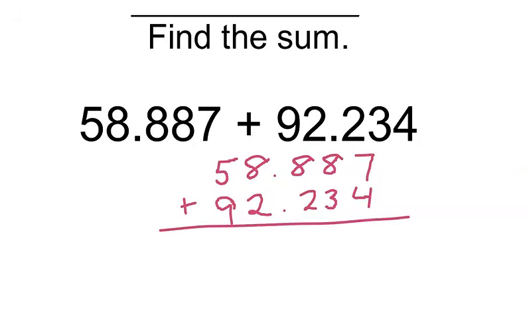7 plus 4 is 11. 8 plus 3 plus 1 more is 12. 8 plus 2, 10, plus 1 more is 11. 8 plus 2 is 10 again, plus 1 more is 11. And then we have 5 plus 9, which is 14, plus 1 more, which is 15. At that point, we bring down the decimal, and our answer is 151.121, or 151 and 121 thousandths.